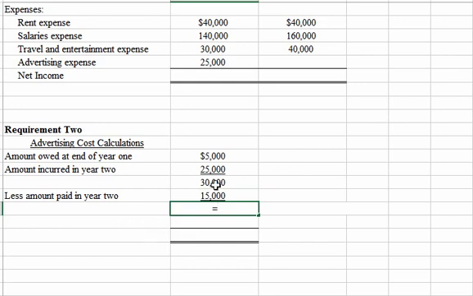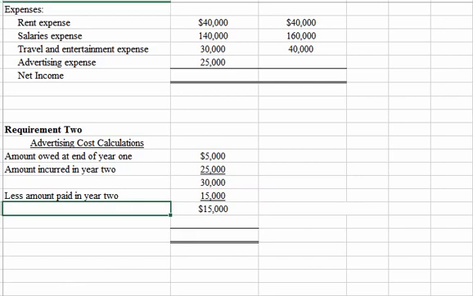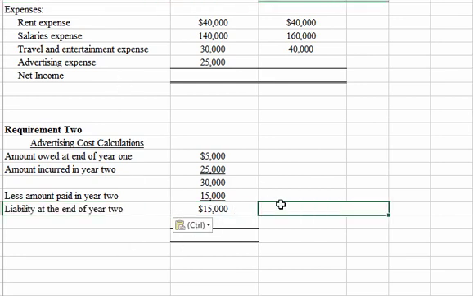Okay, so we're going to say $30,000, the total that we owed them in year two for advertising costs incurred in year one and two, minus the $15,000, the amount we paid the advertising agency in year two. Excuse me, I did that incorrectly. We're going to say $30,000 minus the $15,000. That gives us $15,000. That's the amount that we owe the advertising agency at the end of year two. We're going to call that the liability at the end of year two, $15,000.